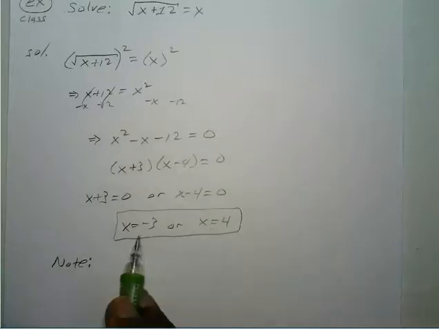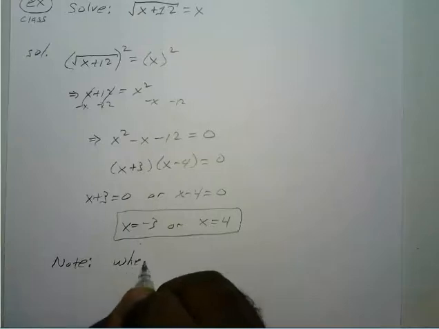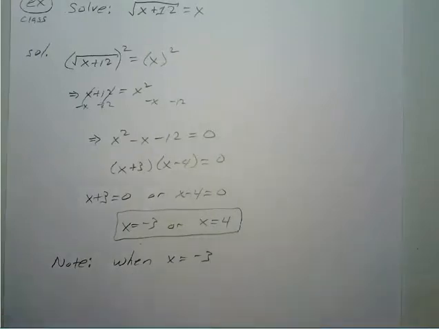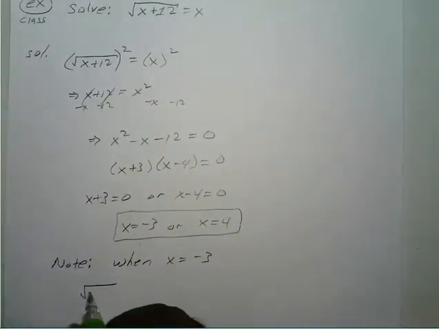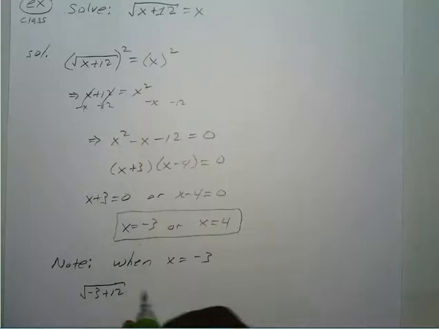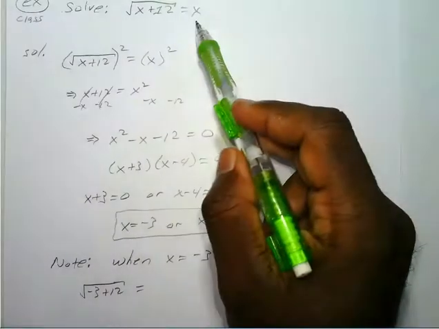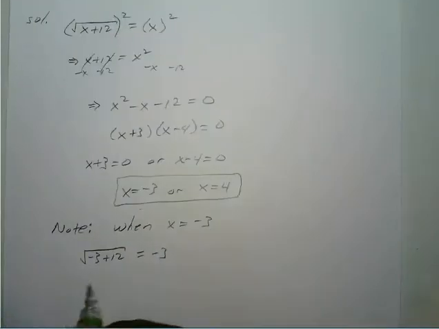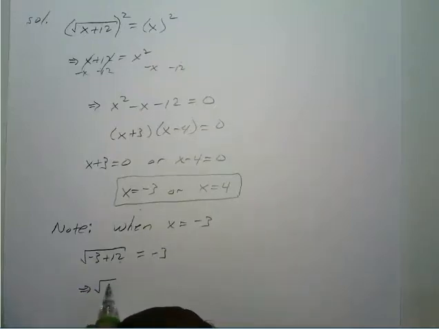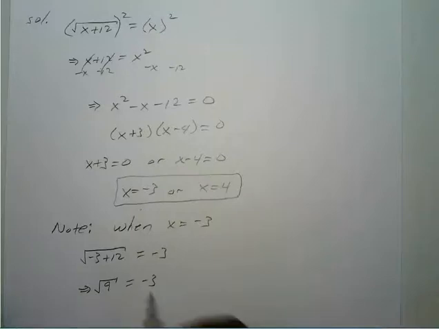If you plug both of those in, only one of them will actually work. So when x equals negative 3, you have the square root of negative 3 plus 12 equals negative 3. So negative 3 plus 12 is positive 9. So you have the square root of 9 equals negative 3.